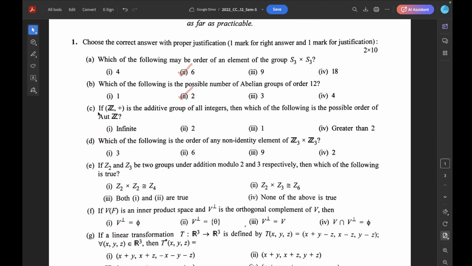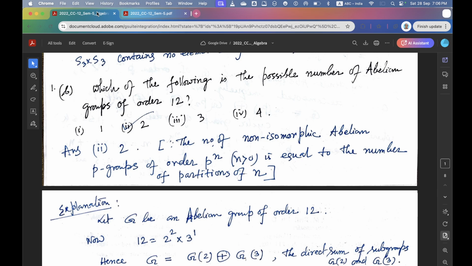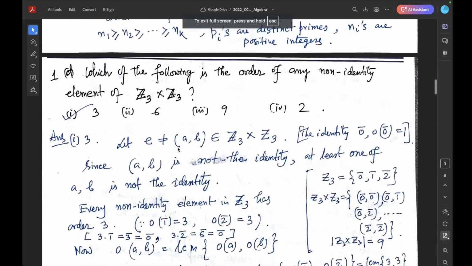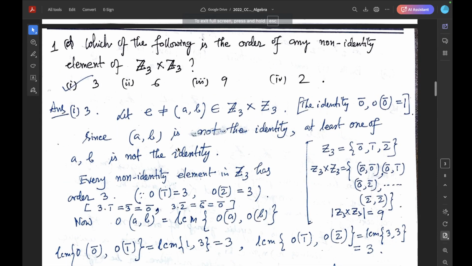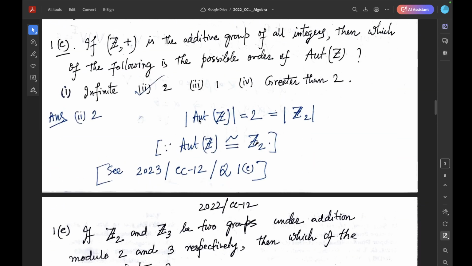Question C. If Z plus is the additive group of all integers, then which of the following is the possible order of Aut(Z)? The order of the automorphism group of Z, the set of all integers, is equal to 2, that is, the order of Z2.